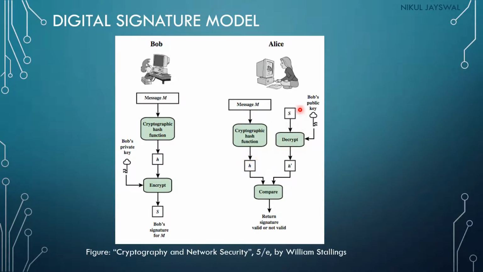Now what will Alice do with the signature? It will take the signature. Now signature basically is the encryption of the hash value with Bob's private key. Now it will perform the decryption of the signature with Bob's public key, and it will get the decryption of the signature, that will be the hash value. If both the hash values, that means recalculated hash value and decrypted hash value, are the same, then the signature will be called valid. If both hash values are different, then the signature will be called not valid. Clear?